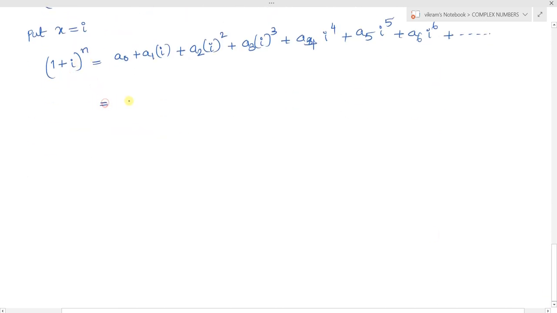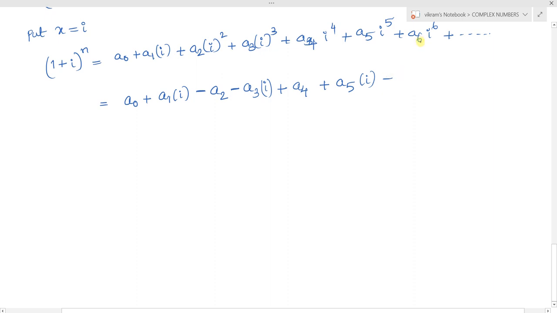Now if we simplify this, we obtain a0 plus a1 into i, plus, since i squared means minus 1, we can write it as minus a2. And i cube is i square into i, that means minus 1 into i, that is minus i, so we obtain minus a3 into i. Then i power 4 is plus 1, we obtain a4 plus, and i power 4 into i, since i power 4 is 1, we obtain a5 into i. And here we obtain i power 4 into i square.